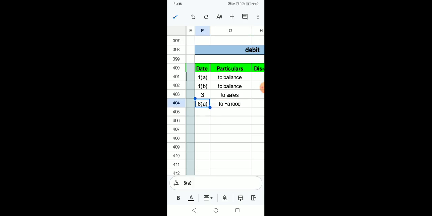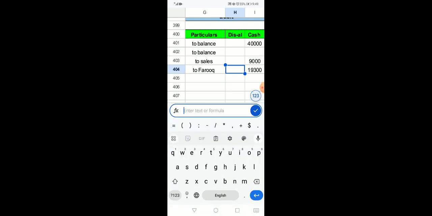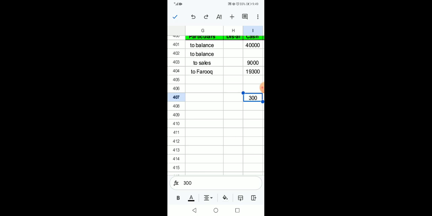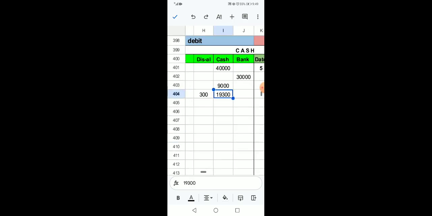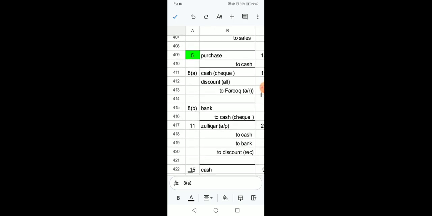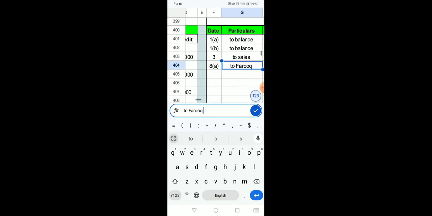But since the reference and date are the same, you can use the same line and write the amount of discount, which is 300, on the same line. The reference of cash and the reference of discount is the same, which is to Farooq. The date is the same. In the 8th entry you can see, for cash the opposite side has Farooq written, and for discount the opposite side has Farooq written. For both cash and discount, the reference is the same. You may write both amounts in the same line with the same reference and the same date.